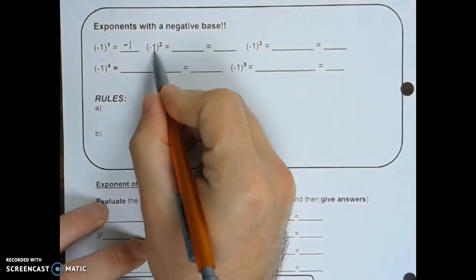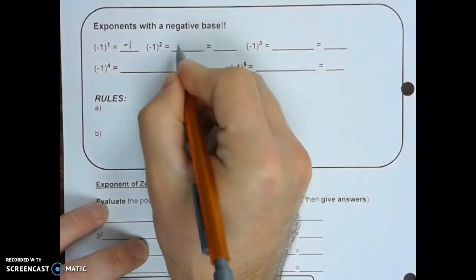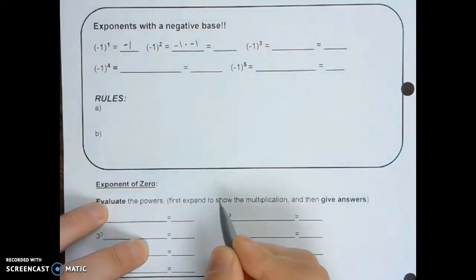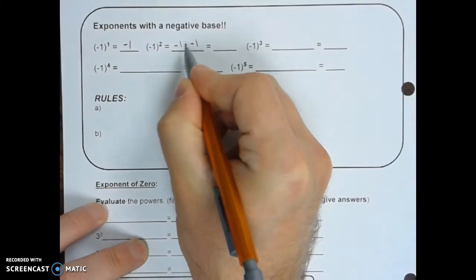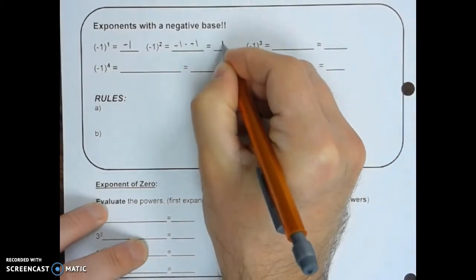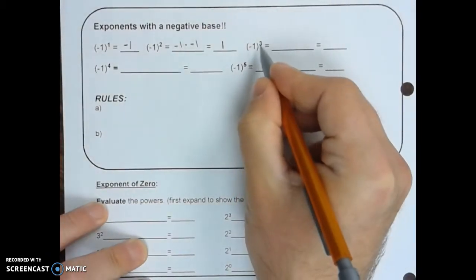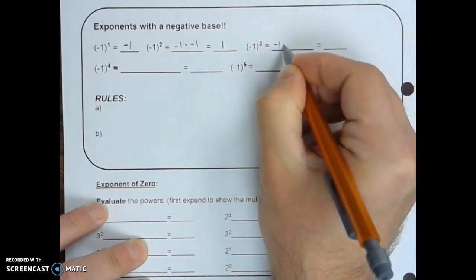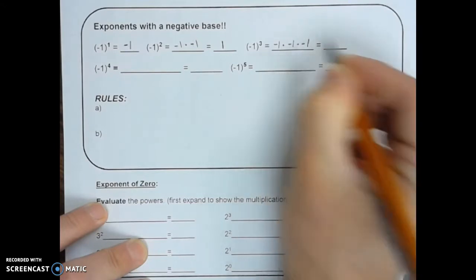In this example, I'm going to take -1 and I'm going to raise it to the second power, or square it. That means to take -1 and multiply it by itself. So I'm going to do -1 times -1. Well, I know that a negative times a negative is a positive number, and 1 times 1 is 1, so this must be equal to +1. In this example, I have -1 to the third power, or -1 cubed. That means to do -1 times -1 times -1.